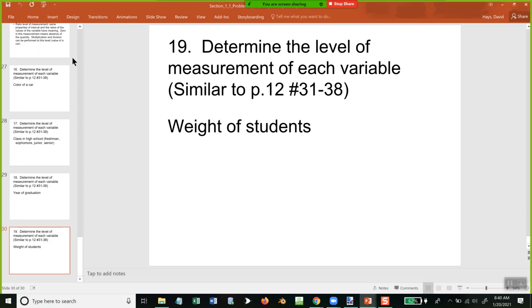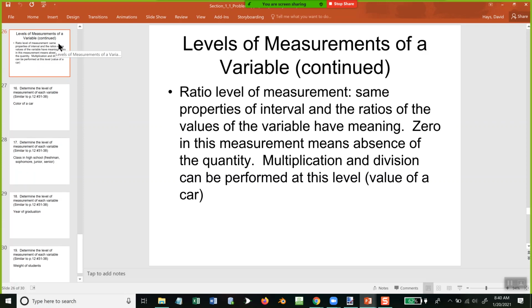Weight of students. Zero in this measure means absence of the quantity. Can you have somebody weigh zero? No. So it's a little bit confusing in using that. Again, don't get too hung up on this.